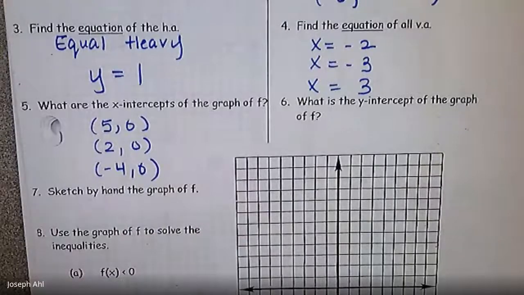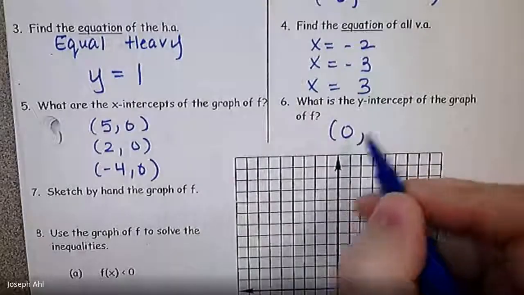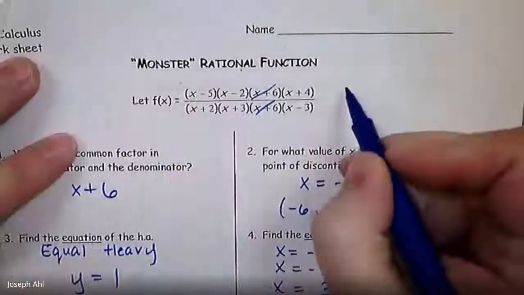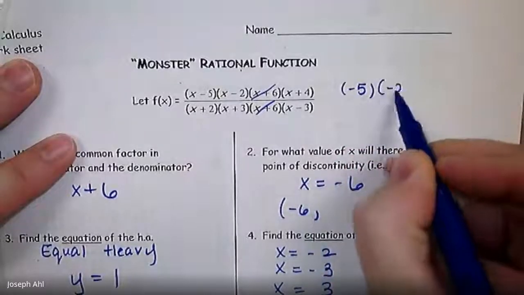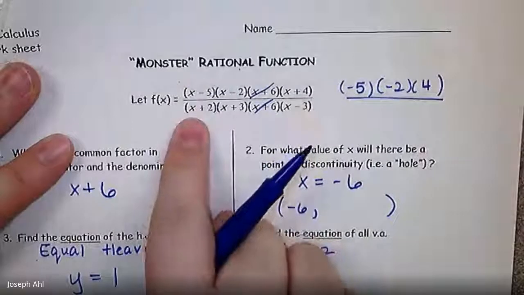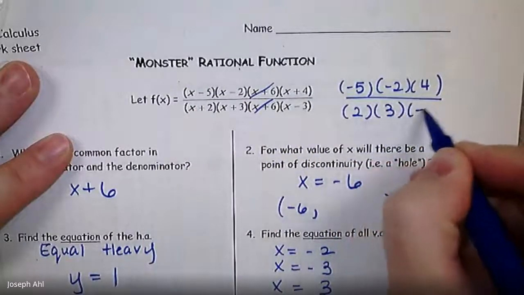And then last thing that we'll do for now is what is the y-intercept of the graph? Y-intercept is a little bit more work. We know we plug in 0 for x. So let's go back up here and say when I plug in 0 for x, the top is -5 times -2 times 4. Right, plugging in 0 for all those x's. The bottom would be 2 times 3 times -3.